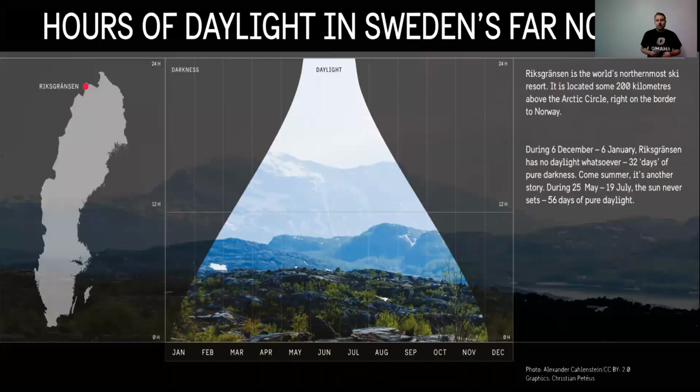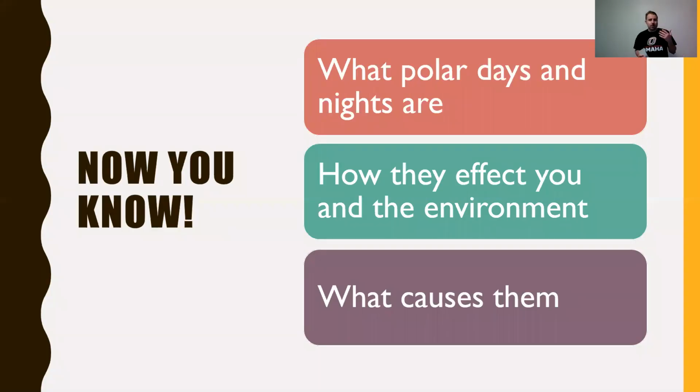This graph here is focused on northern Sweden, and it tells you the amount of sunlight versus the amount of darkness. The camera is blocking part of it, but there's about 52 days of sunlight versus 32 days of darkness. So it isn't quite equal, but it's pretty close. So now you know what the polar nights are, you know what causes them, and you know their effects.